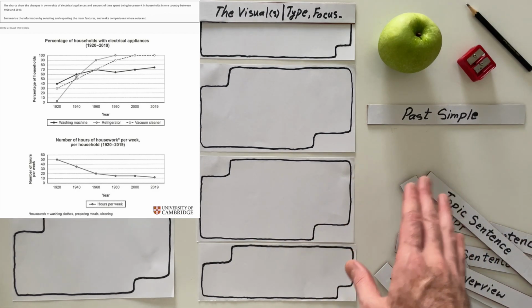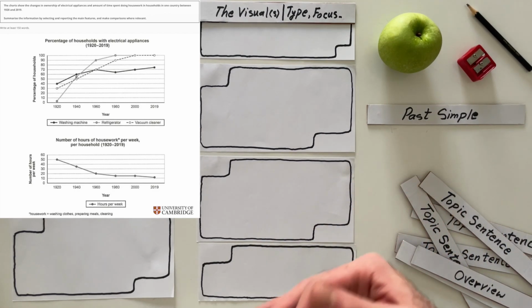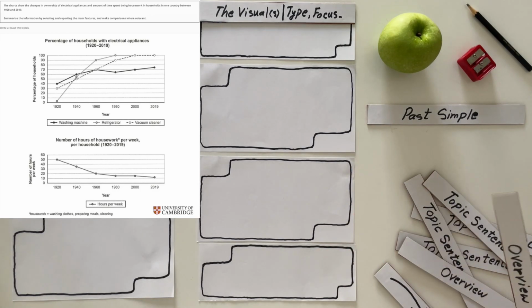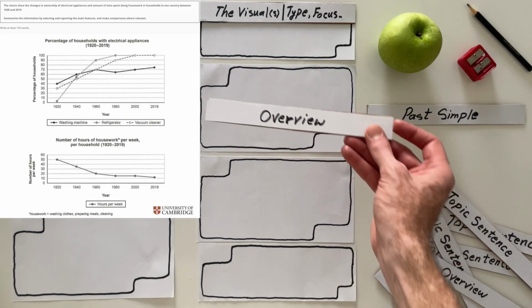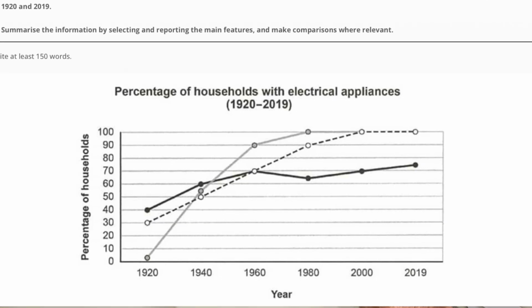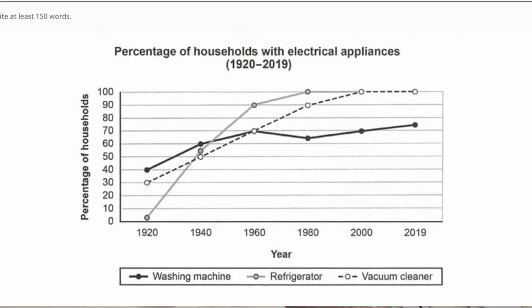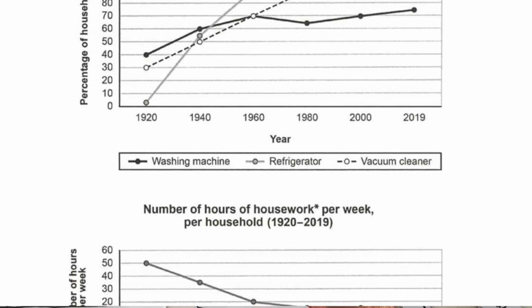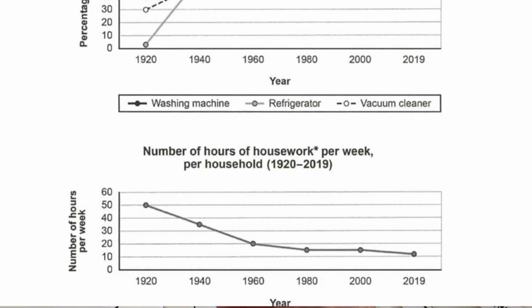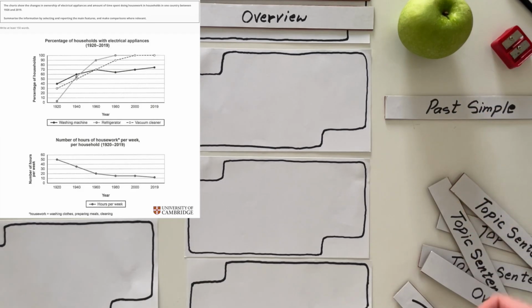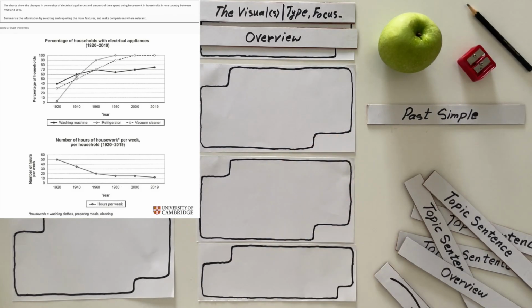It's not an area. It's not a region. It's not an administrative area. It's a country. Then we get to the overview. I would like to say one sentence, and that is, as the trend for household appliances ownership increased, the number of hours people in that country spent on doing household chores decreased. That would be my overview.